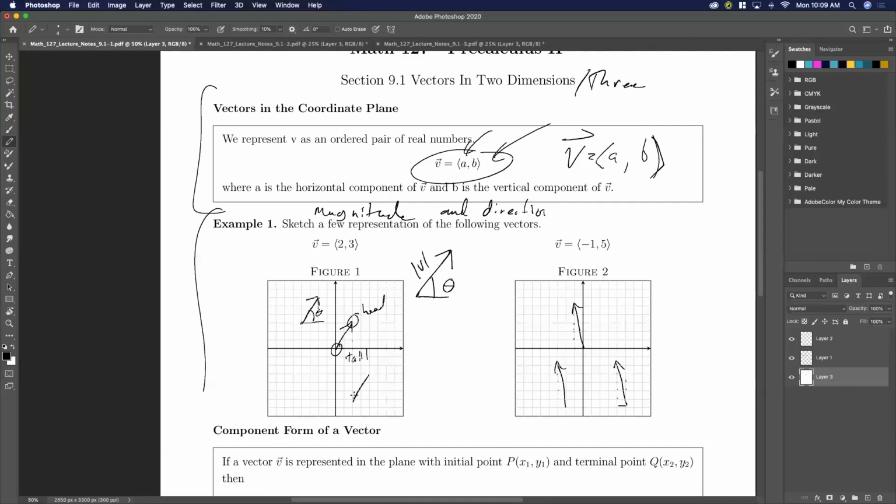So here, I'm going to draw another one over here for this one, 2 and 3. And so a vector is not locked at any place, though the standard way to draw it is at the origin.